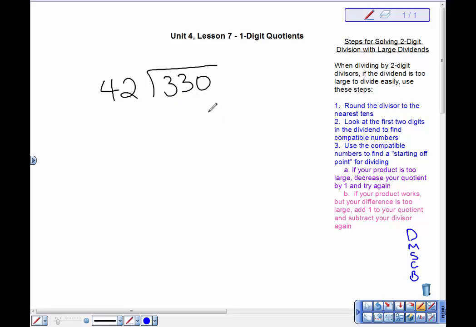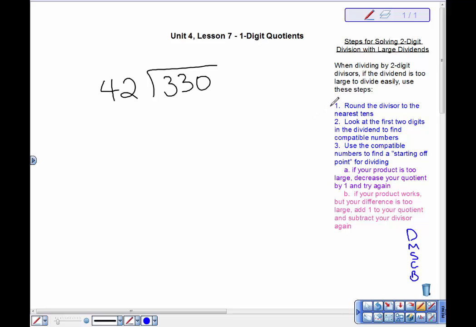I can't do that in my head. That's hard. I don't know how many times I can take 42 away from 330, and I know we don't ever guess in math. So now I need to figure out a starting off point. I need to figure out where to start. So here's where I want to come over and use these steps. Make sure that you write them down.